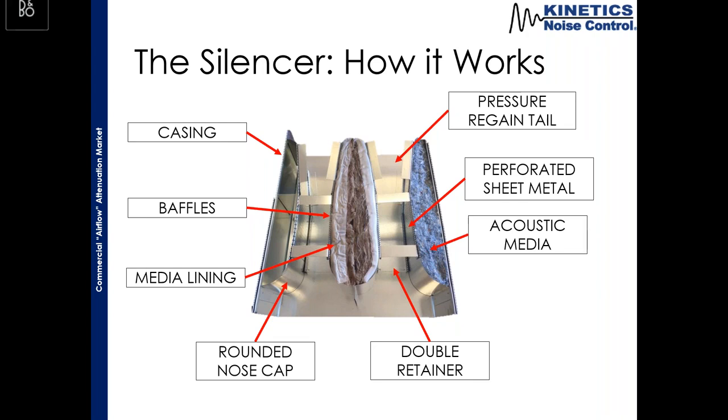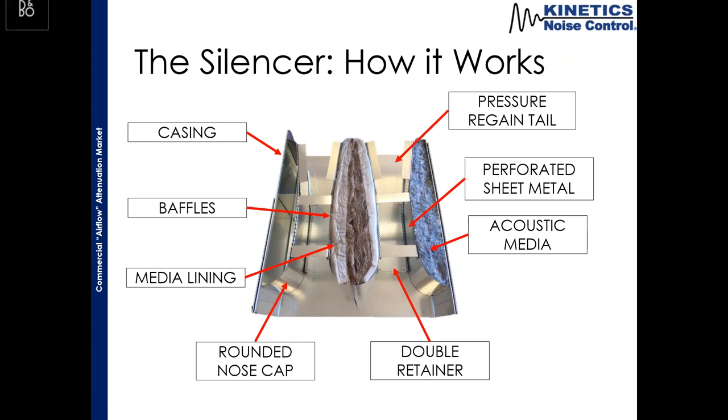Next, we have the perforated sheet metal. Now, that perforated sheet metal is there for two reasons. Number one, it's going to hold that acoustic media in place. It's not going to fly away with the airflow going through the silencer. Number two, we use a perforated sheet metal because that allows the sound energy that's in the air to enter into the baffle and then dissipate with the acoustic media that's inside of there.